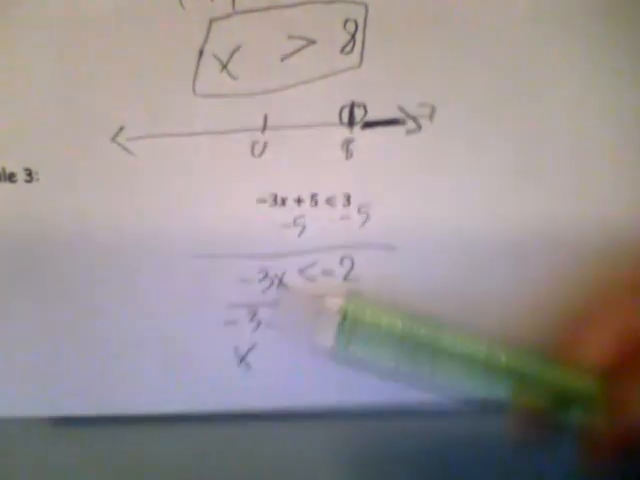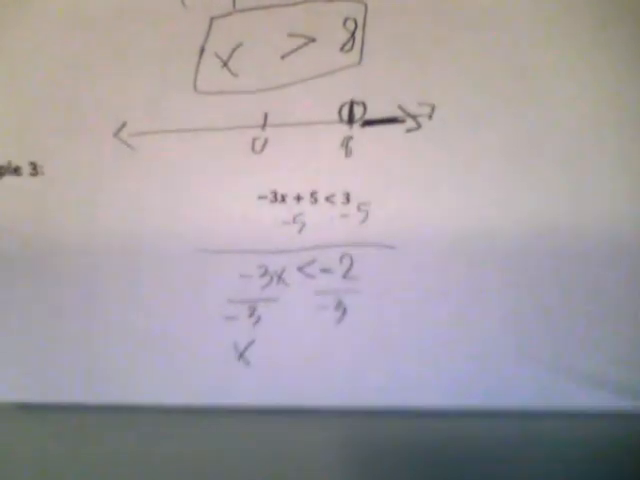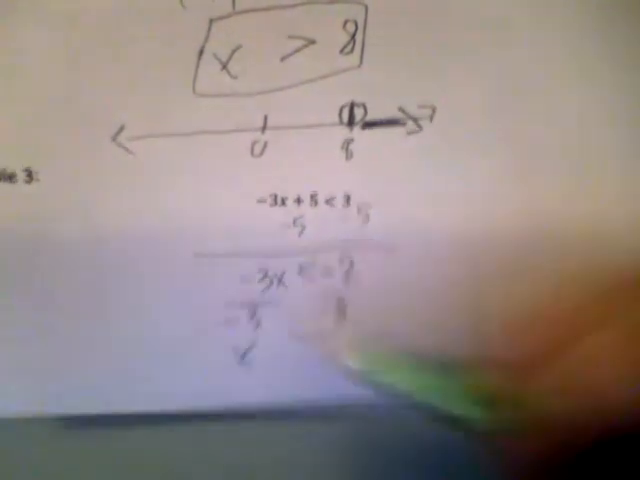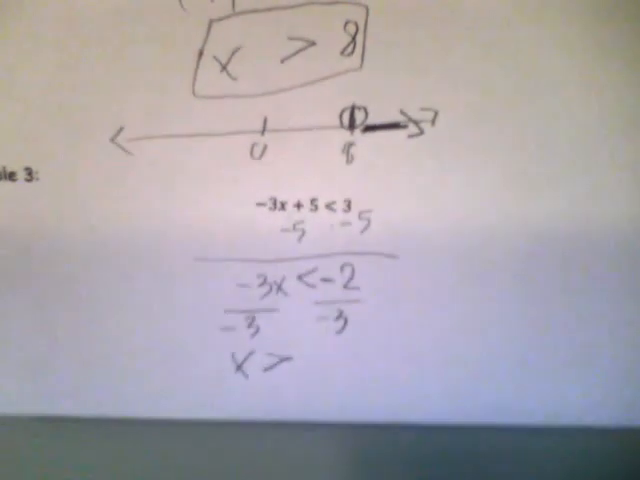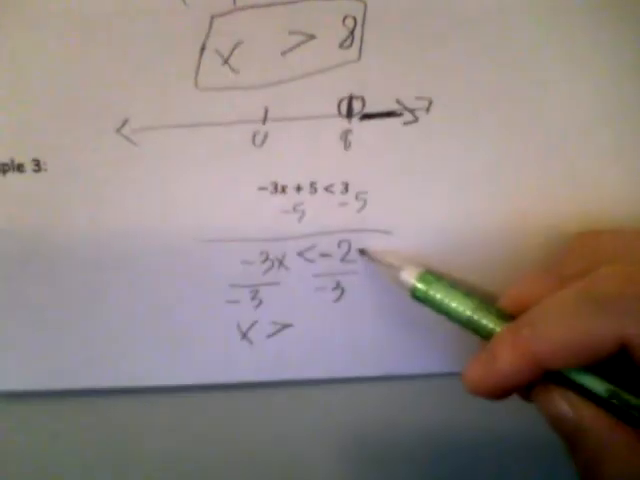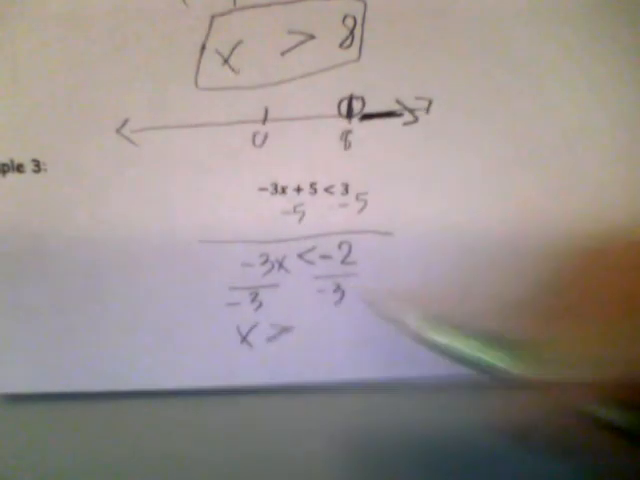Now look, I am dividing by a negative number, which means I have to flip the sign. So instead of putting a less than sign, I'm going to have a greater than sign. So x is greater than negative 2 over negative 3.